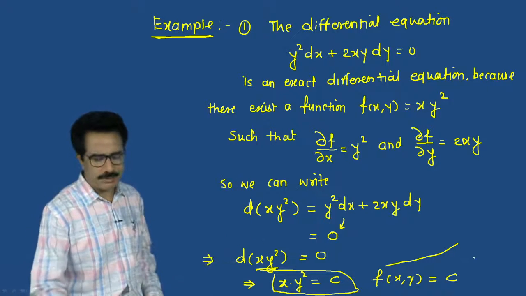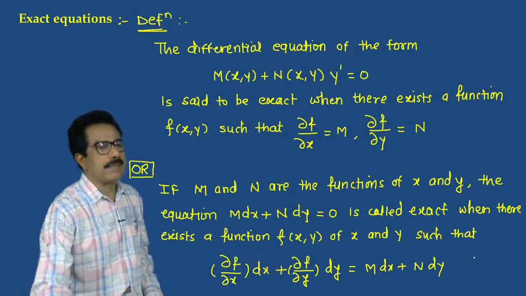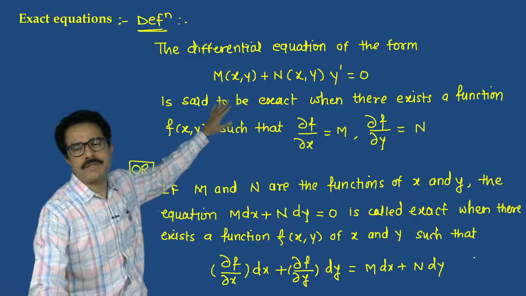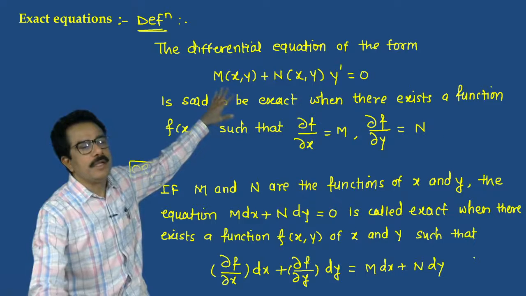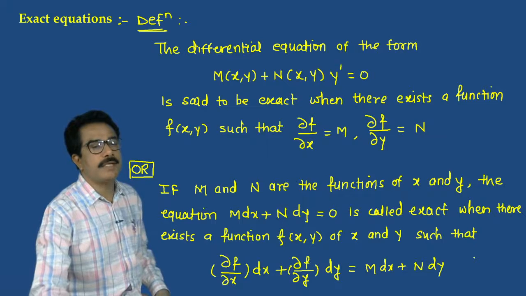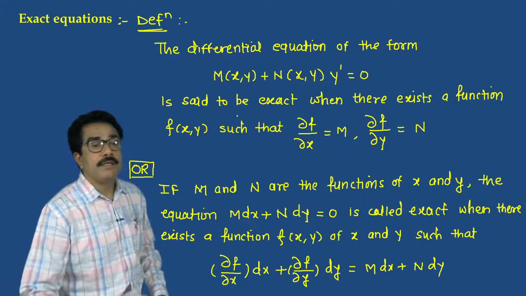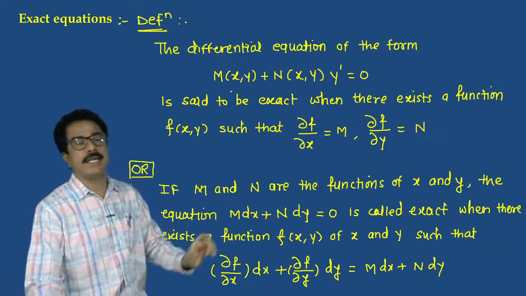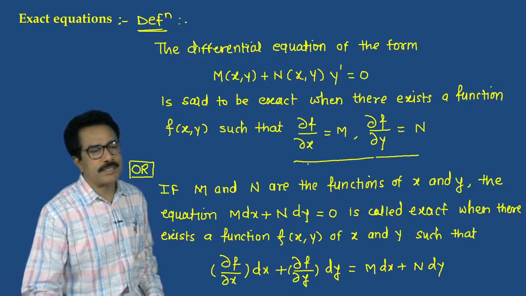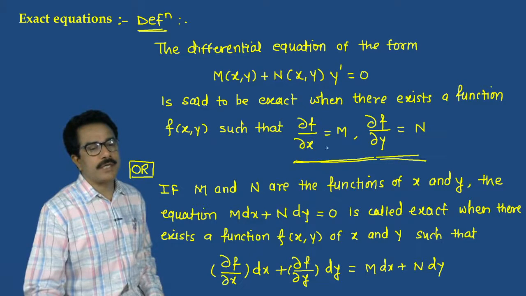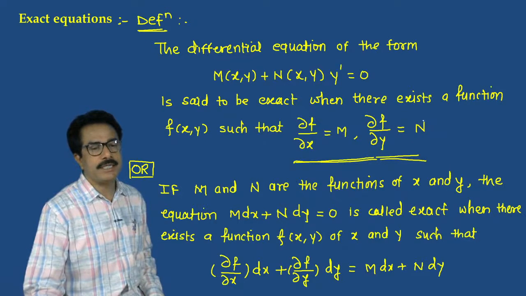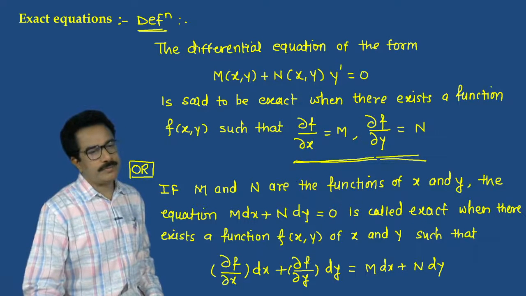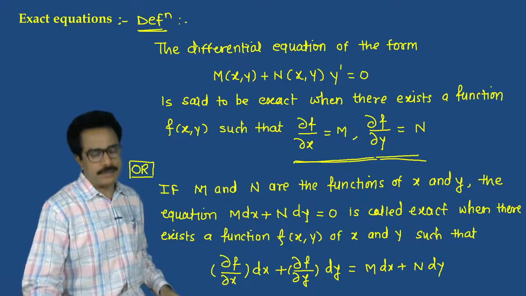Okay, this is a very simple concept. There is no typical concept here, but you must know the differential equation. The format of a differential equation: M of x comma y plus N of x comma y into y dash equals 0. This type of differential equation is called exact, but it is essential that it must satisfy the condition dou f divided by dou x is equal to M, dou f divided by dou y is equal to N. अगर ये कंडीशन सेटिस्फाई होती है तो हम इसको एग्जैक्ट डिफरेंशियल इक्वेशन बोलते हैं.